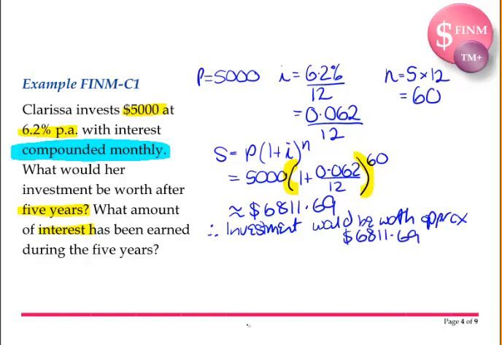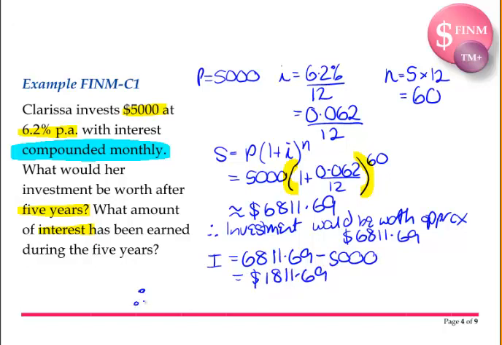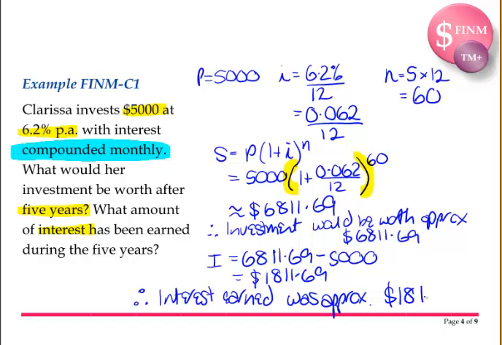$6,811.69. For the second half of the question, our interest is going to be what we ended up with minus what we started with. So that ends up giving me $1,811.69. Again, finish with a therefore statement. Therefore, interest earned was, again, it's approximate because our first answer was approximate, $1,811.69.